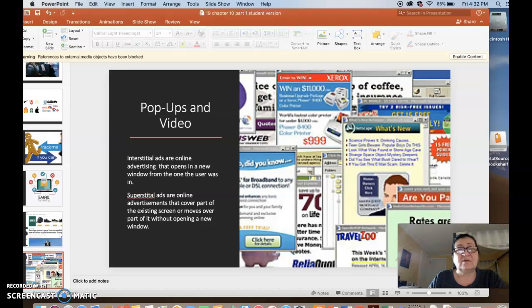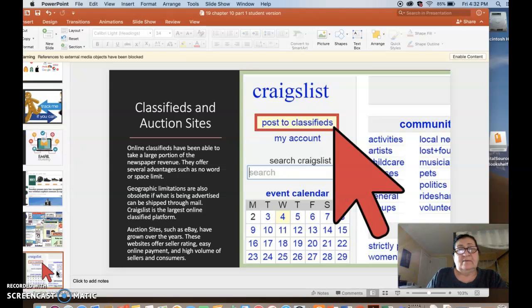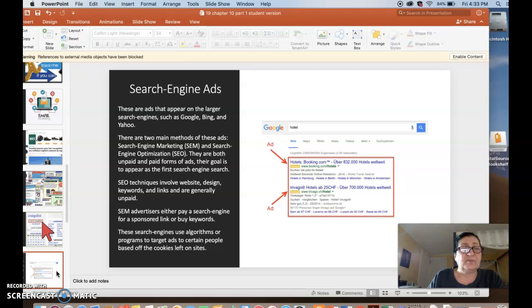Pop-ups and videos, again, you're familiar with those. Classifieds and auction sites such as Craigslist, online classifieds are popular, have been able to take a large portion of the newspaper revenue. Geographic limitations are obsolete nowadays with online media. Auction sites such as eBay are popular, and so eBay continues sending you messages about their available products that they find suitable for you after you're done with your purchase.